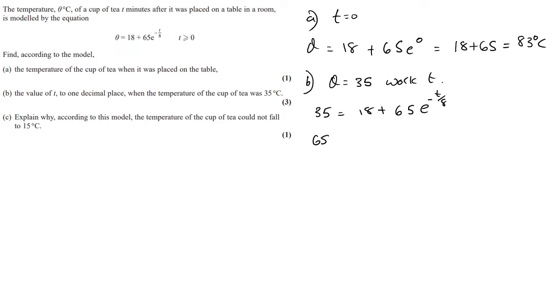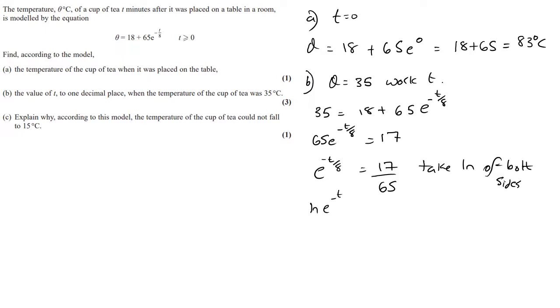Rearrange this, we have 65 e to the minus t over 8. Obviously take the 18 across, so that's going to be 35 minus 18, which is 17. And then e to the minus t over 8 equals 17 over 65. This time we're going to take ln of both sides. So it has to be natural log. So then we can go ln e to the minus t over 8 equals ln 17 over 65.